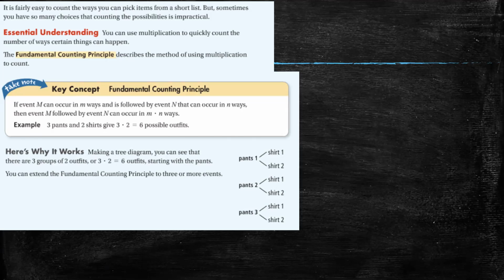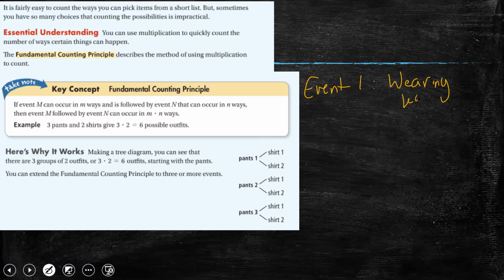In numbers, that means if I have 2 events, the first event is wearing jeans, the second event is wearing a t-shirt. For wearing jeans, this is event 1. Wearing jeans. Event 2. Wearing a T-shirt.